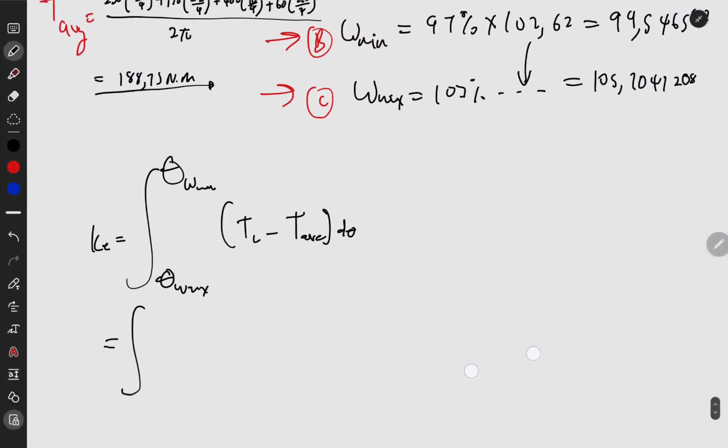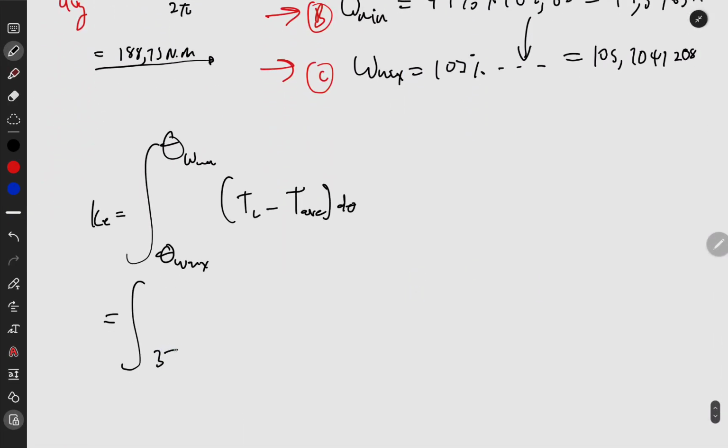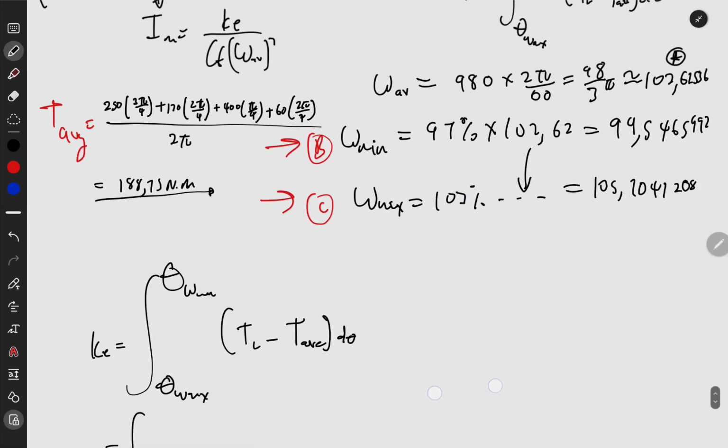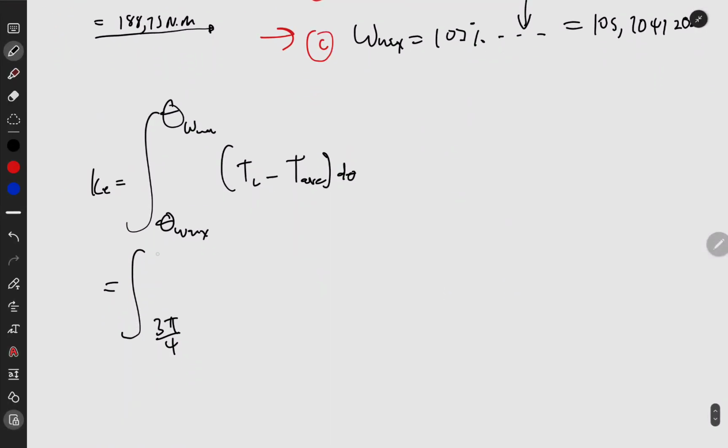Okay, so we're integrating starting from, what is the number? Just hide it, from 3 pi all over 4 until where the max starts. Remember, max starts means mean on omega. Okay, that's 5 pi over 4. What are we integrating? T load. What is our T load? It's 60 minus T average, I think it was 188.75. Then d theta. Then after putting this in your calculator, you should get something.